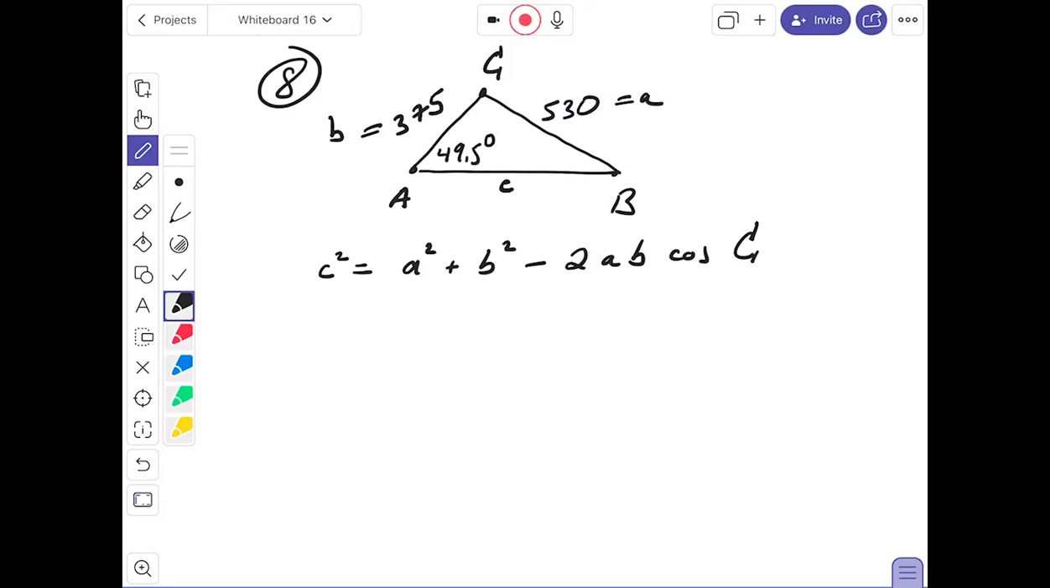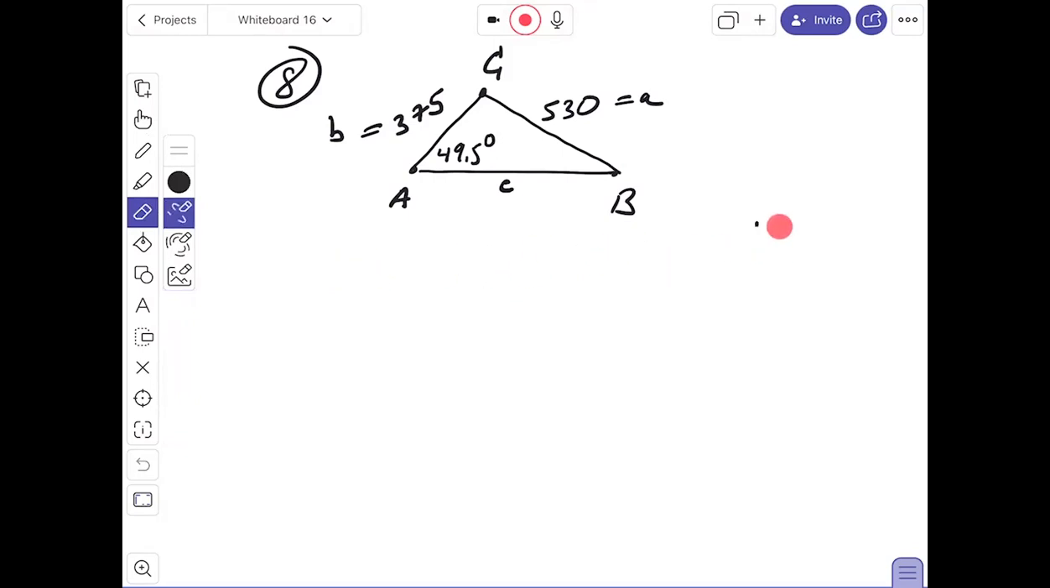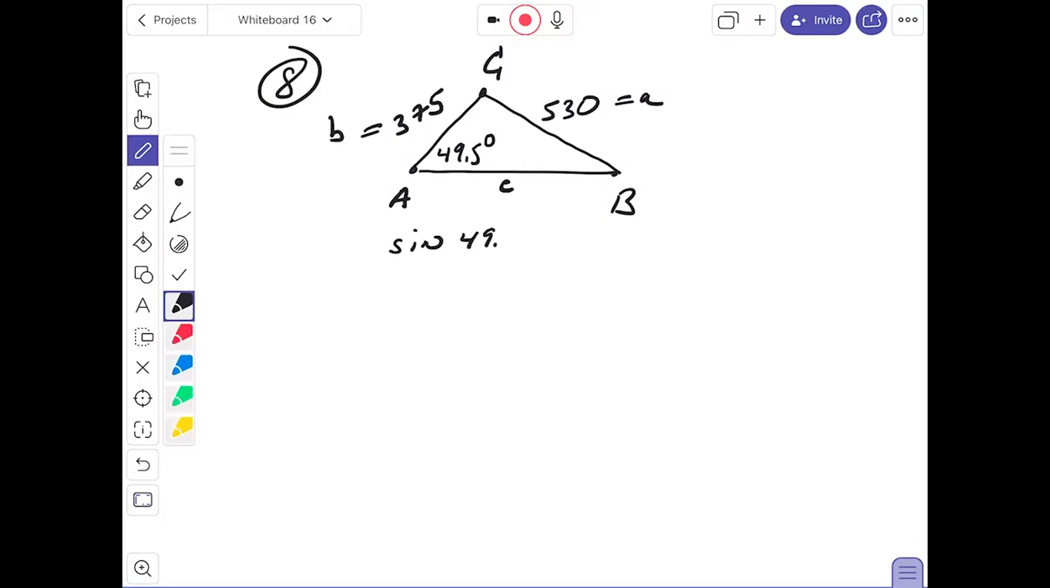You know what? I'm going to use law of sines. Let's go back to it. Let me erase this. I'm not saying it's not going to work out, but I'm going to start looking for angles now. Let's write this down. It might be a lot of work, but let's take a look at it. Sine 49.5 degrees, that's A, right? Over 530 would equal the sine of B.